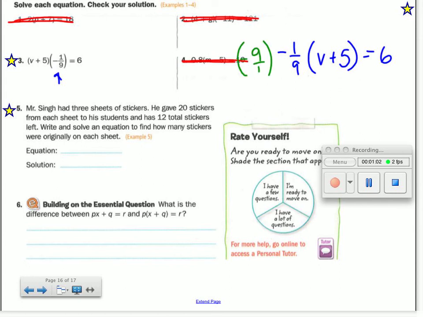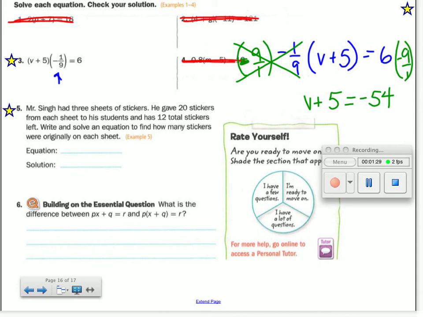I'm not going to forget my negative. So this is a -9/1 times a -9/1. These cancel. Don't forget to cancel. And then rewrite everything. V plus 5 equals, what's 6 times a -9? 6 times a -9. What did you get? -54. Very good. -54.